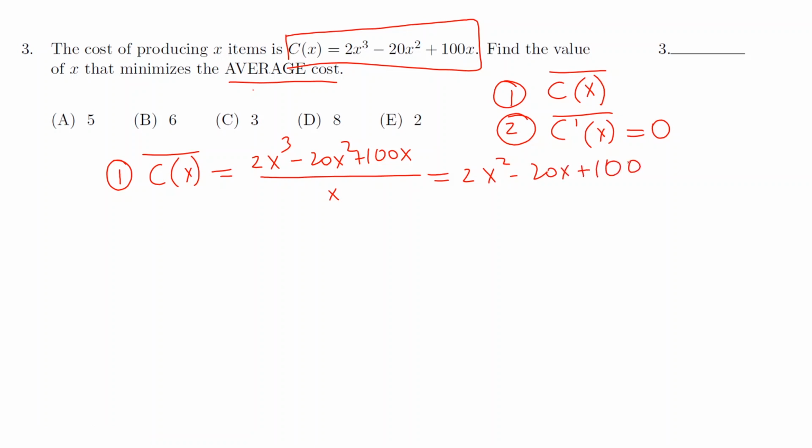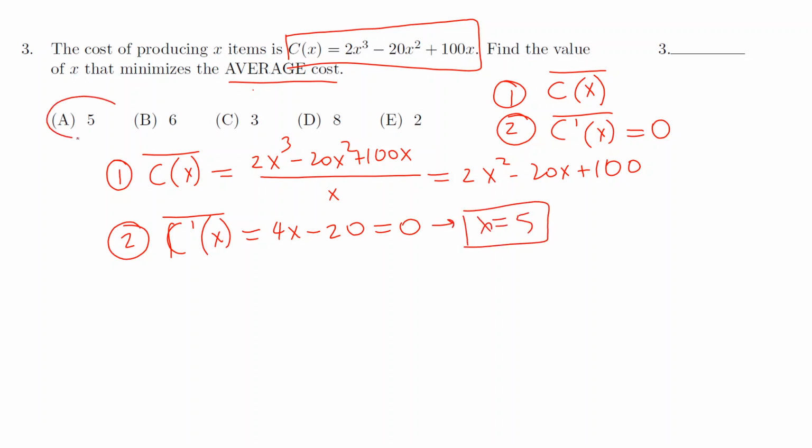That's the first step. Second step, let's find the first derivative and set it to 0. In this case, C prime of x with the bar is equal to 4x minus 20. And I'm setting this equal to 0, therefore x equals 5. And that's it. Very, very simple. The answer is A.